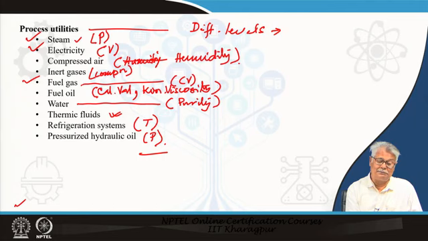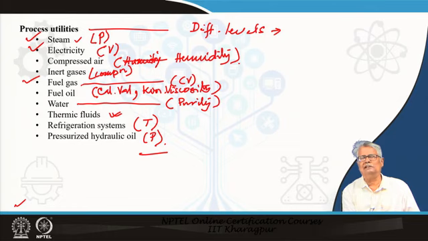Fuel oil, it depends. If it is a refinery, the fuel oil will be entirely supplied by the refinery itself, because fuel oil is a refinery product as well. But I am not counting the fuel oil here. Water naturally has to come from a source. Thermic fluids are usually bought out items. Refrigeration systems are run by power in most of the cases, and the pressurized hydraulic oil is also a similar thing.